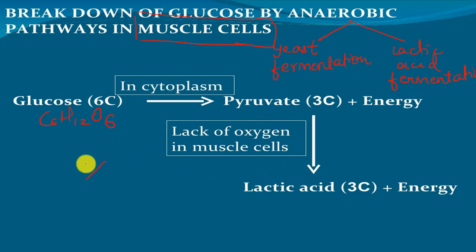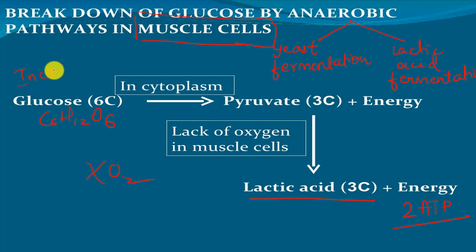enters the mitochondria, there is no oxygen. Hence, the pyruvate remains in the cytoplasm only, and it is converted into lactic acid, because it is a 3-carbon compound. So you cannot say it is broken down. It is converted into lactic acid and energy is released. Only 2 molecules of ATP are released because glucose is not completely broken down.